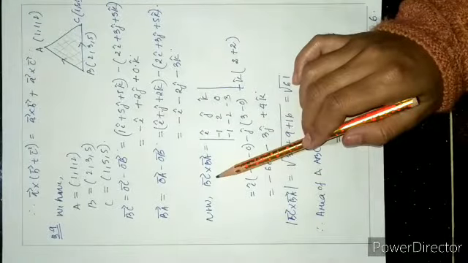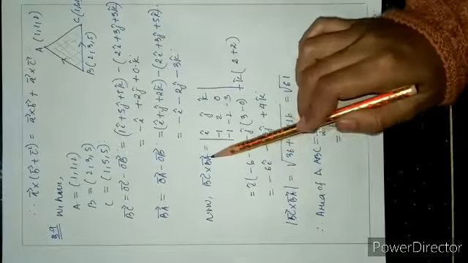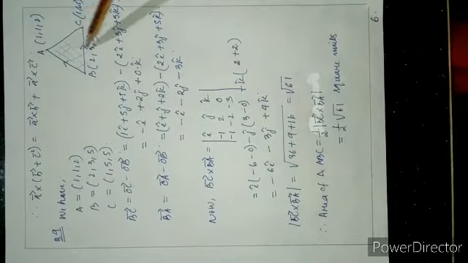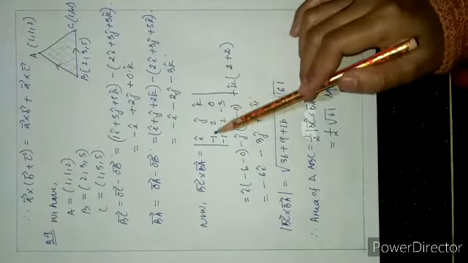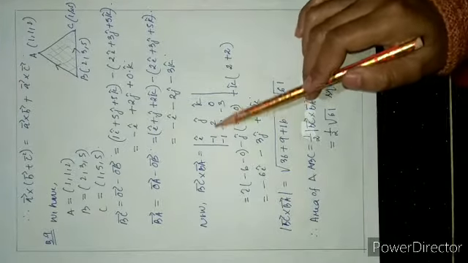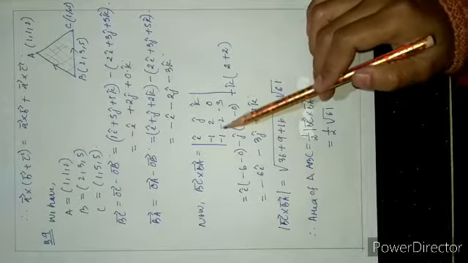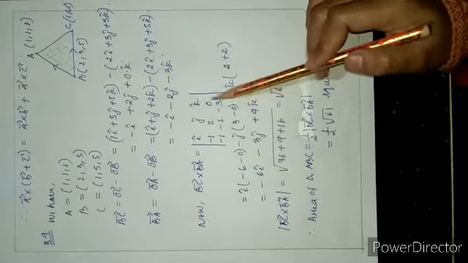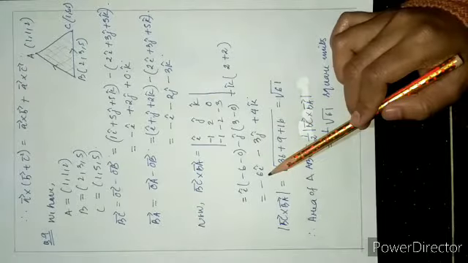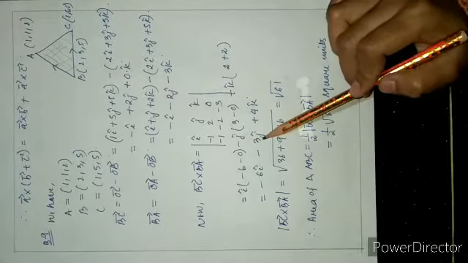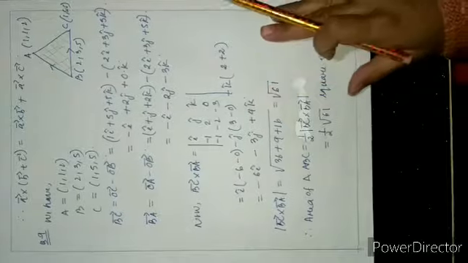Now find the cross product of BC vector and the BA vector. Using the determinant, I, J, K, write the components of BC: minus 1, 2, 0. Components of BA: minus 1, minus 2, and minus 3. By expanding this determinant, we have minus 6I cap, minus 3J cap, plus 4K cap.